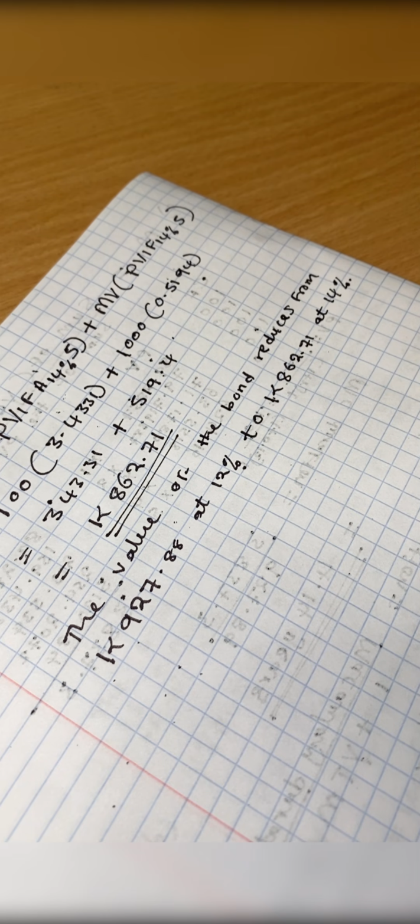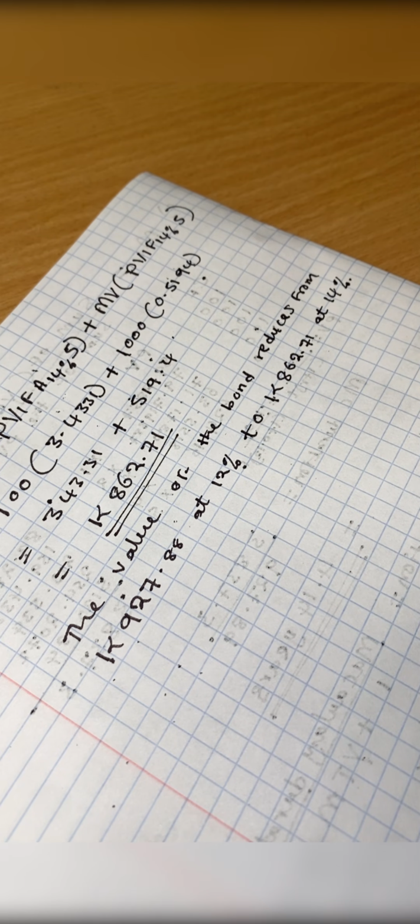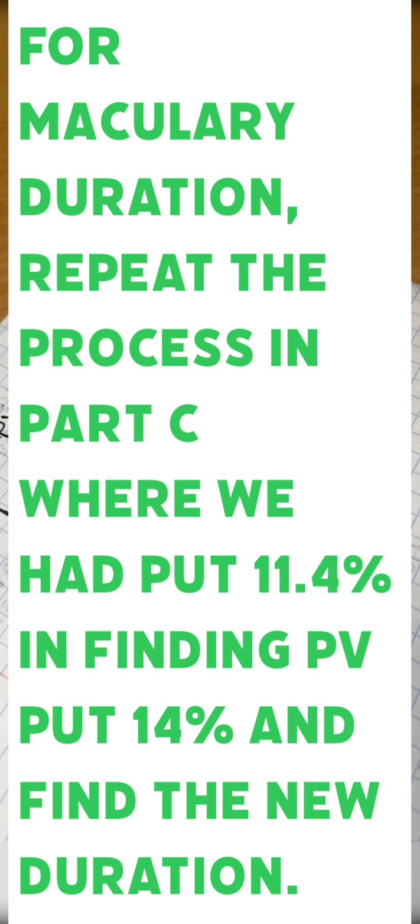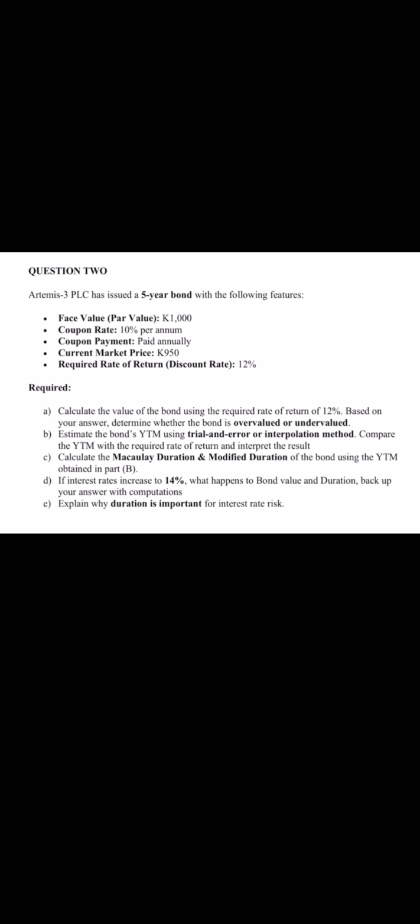Then they also asked us to comment on the duration. Because of time, you can finish the duration; you know what to do. What did we do for finding the duration? Then for question E, explain why duration is important for interest rate risk. Here it depends on how you research. This is theory, so I'm going to attach my answer.